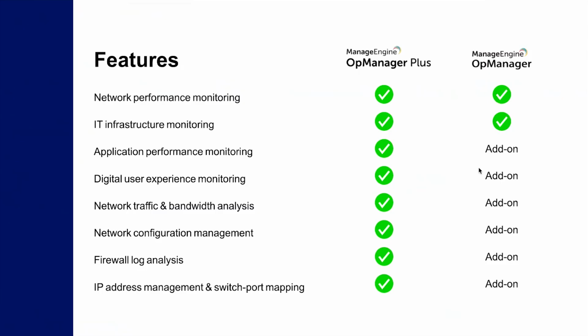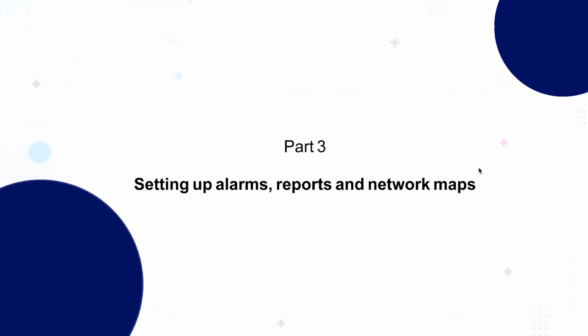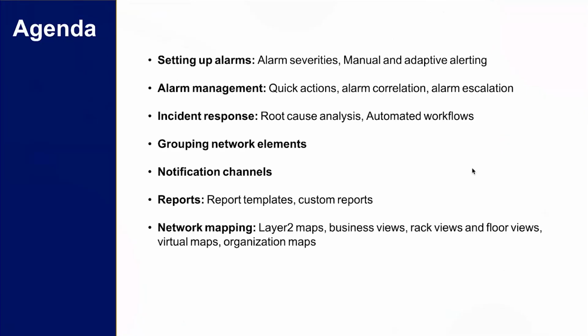Without further wait, let's get into the third part, setting up alarms, reports, and network maps. Let's take a quick look at the agenda. We'll start off by talking about how you can set up alarms, including manual and adaptive alarms. After that, we'll talk about alarm management, incident response, how you can group various network elements together, notification channels, reports, and network mapping in OpManager Plus. So this is what we're going to cover in this part of the free training series.